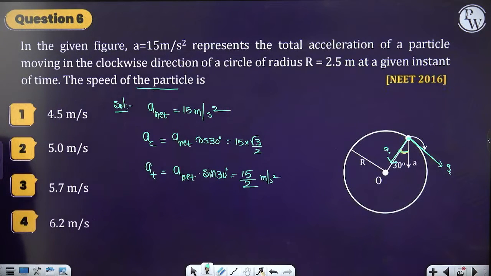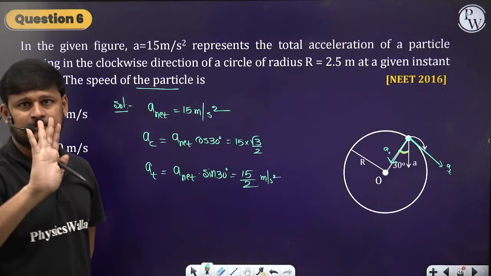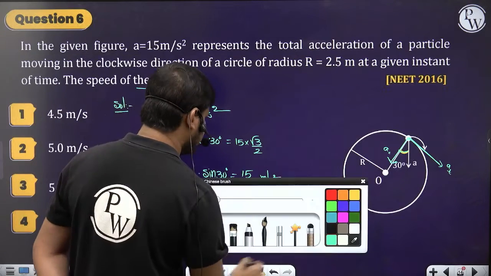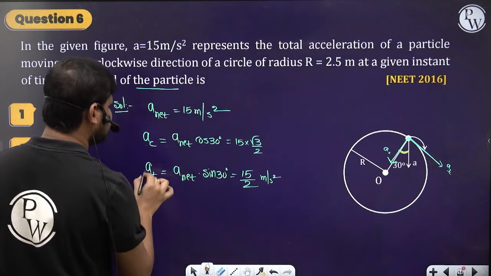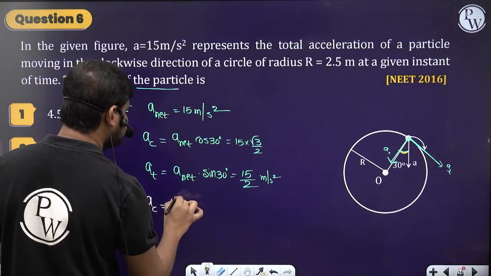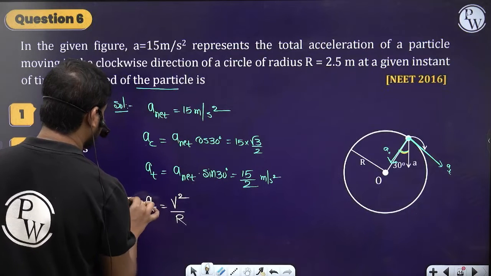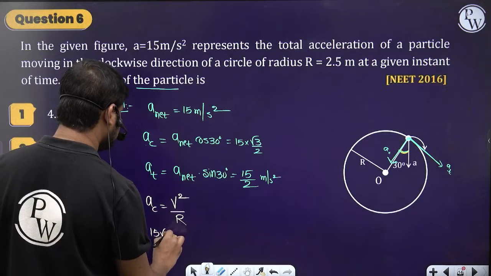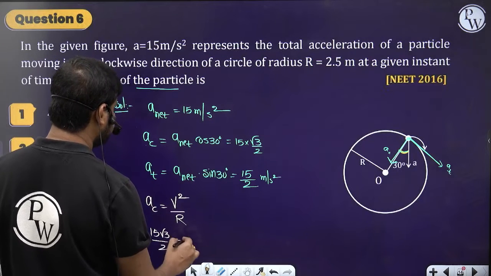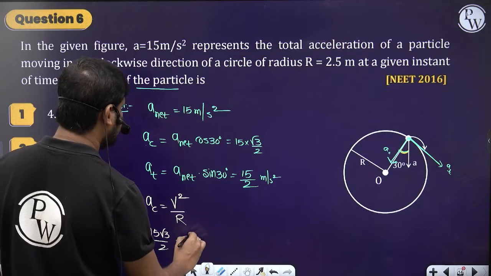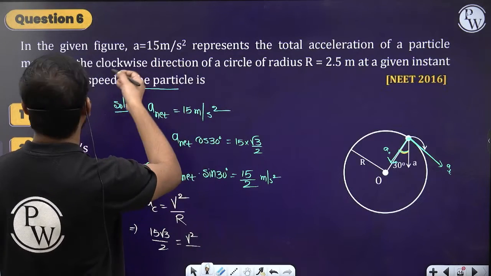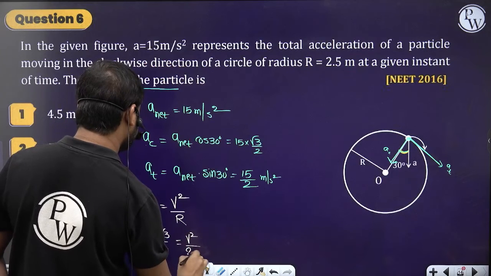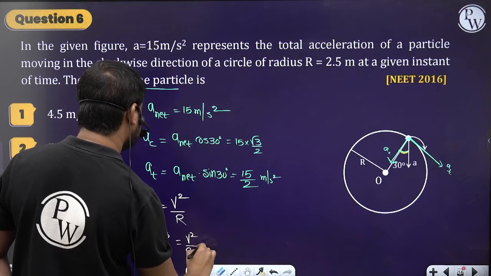So now think, how do you find V? Which formula can we use to find V? Just have the basic understanding. We know the centripetal acceleration. Shall I write AC equals directly V square by R? Right. So from here, what is AC? 15 root 3 by 2. We know this. And R, the radius, they gave it in the question, I guess. What is the radius? 2.5. Yes or no?